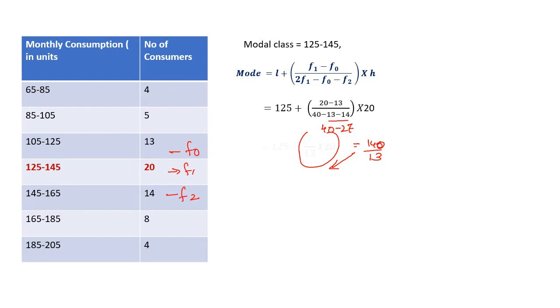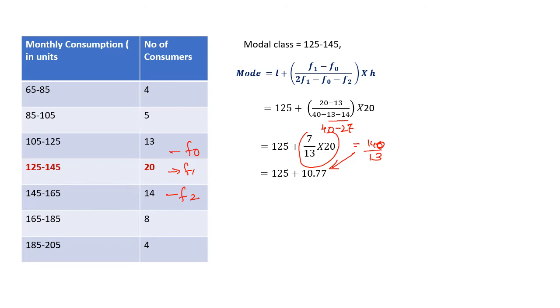Here we know this is F1, the corresponding frequency. The one preceding that will be F0, and this is F2. So we apply the formula: L plus (F1 minus F0) upon (2F1 minus F0 minus F2) the whole into H. So we substitute. L is the lower limit of the modal class, 125, plus (20 minus 13) upon 2 into F1, that is 40 minus 13 minus 14, the whole into 20.